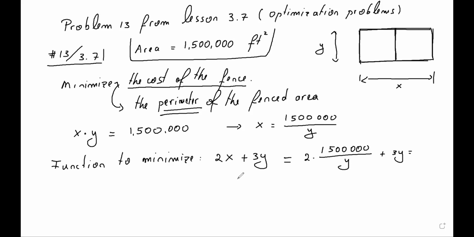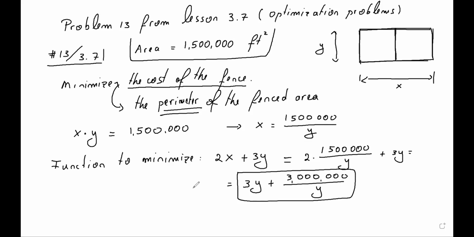And if you add these together, it's 3 million at the top when you multiply by 2, divided by Y, plus 3Y. So let's write it the other way: 3Y plus 3 million divided by Y. I'm not doing anything intelligent here, I'm just moving these around in the sum. So this is the function to minimize. Let's call it f of Y.